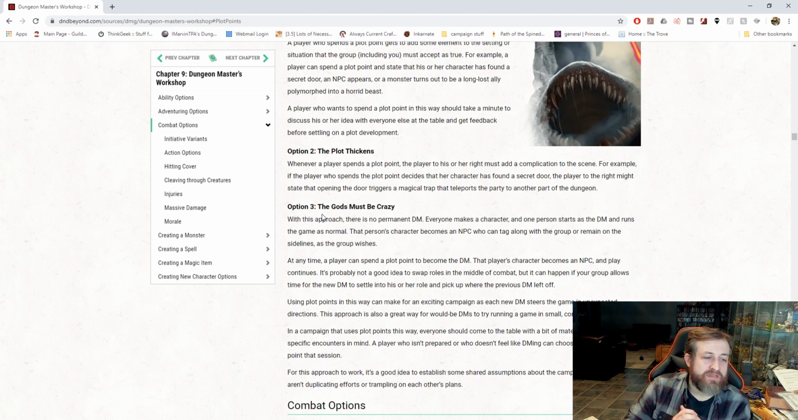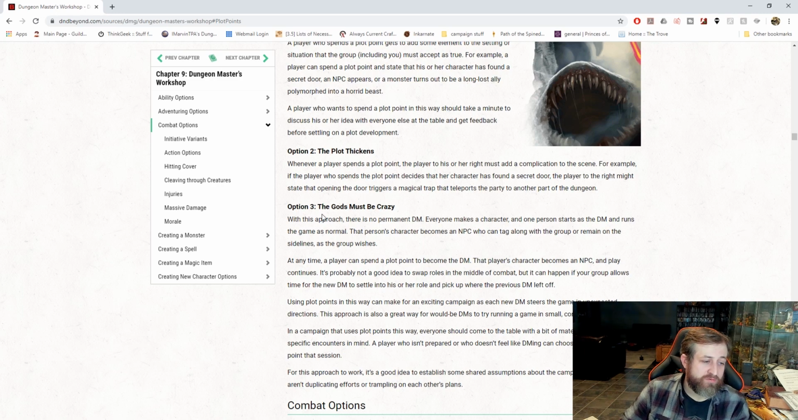It's probably not a good idea to swap roles in the middle of combat, but it can happen if your group allows time for the new DM to settle into his or her role and pick up where the previous DM left off. Using plot points in this way can make for an exciting campaign as each new DM steers the game in unexpected directions.